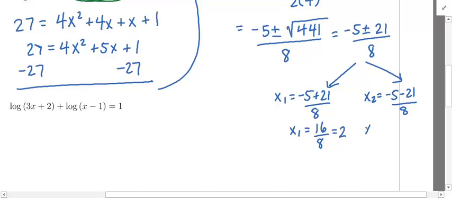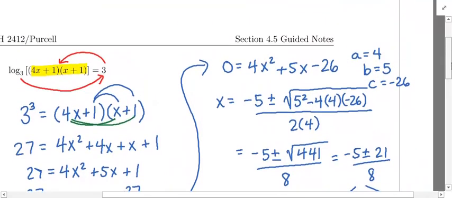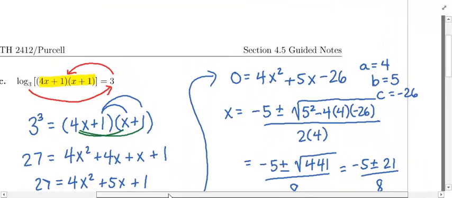The other guy, negative 5 minus 21 is negative 26 over 8. Both of these numbers are divisible by 2. So this simplifies to be negative 13 over 4. So these are your two potential solutions. X equals 2, x equals negative 13 fourths. We've got to go back and check these guys out.